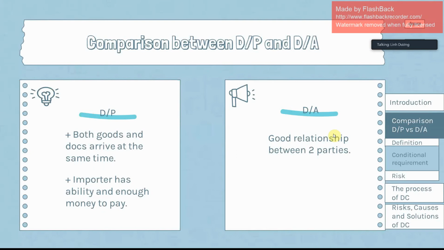Yeah, with the first question, under DA, the importer has rights to check the document before making. No, you don't need to answer my question now. Explain about the content on the slide now. Look at the left side. Both goods and documents arrive at the same time. I don't understand this point.